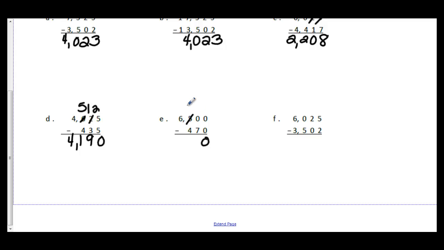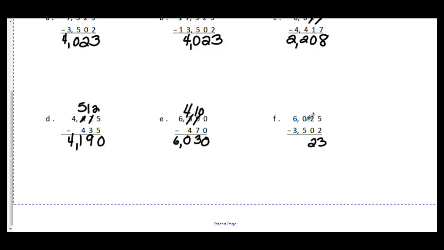So I'm going to decompose this 100. Now I have 4 hundreds, and that 100 becomes 10 tens. 10 minus 7 is 3. 4 minus 0. And subtract 5 minus 2, that leaves me with 3. 2 minus 0 is 2.